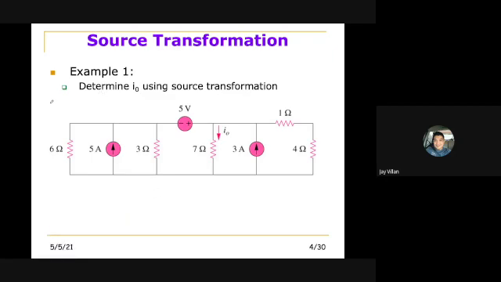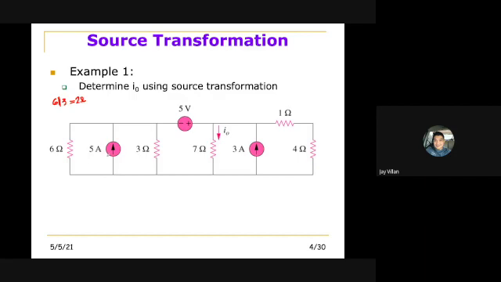So we now have 6 ohms connected in parallel with your 3 ohms. So this is equal to 6 times 3 is 18, divided by 9 is 2. So two resistors that are connected in parallel: 6 times 3, 18 divided by 9 is 2. So this becomes 2 ohms.